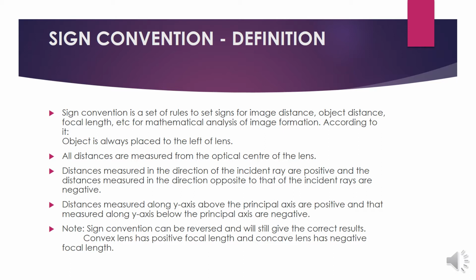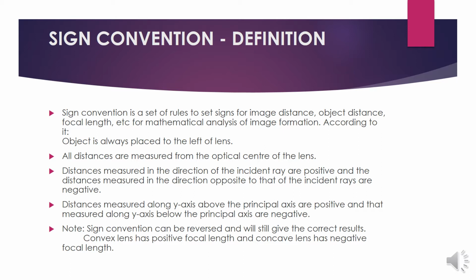Then distances measured in the direction of the incident ray are taken as positive and the distances measured in the direction opposite to that of the incident rays are taken as negative. Distances measured along y-axis above the principal axis are positive and that measured along y-axis below the principal axis are negative. Note, sign convention can be reversed and will still give the correct results because we can say the light rays are coming from the right side.